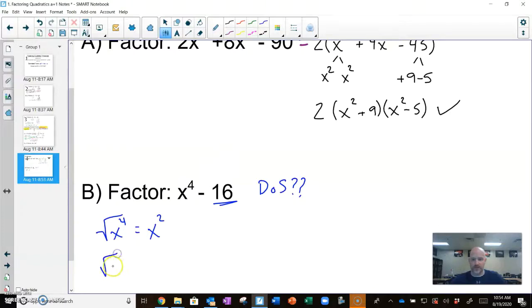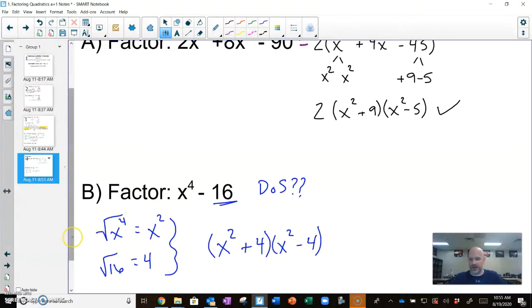Okay, the square root of 16 is 4. So can I use those two values and say this could factor using the difference of squares into x squared plus 4 and x squared minus 4? Well, yeah, I think that would work. Those two are conjugates of each other. X squared times x squared is x to the 4th. 4 times negative 4 is negative 16. That works. It looks like it does anyway.